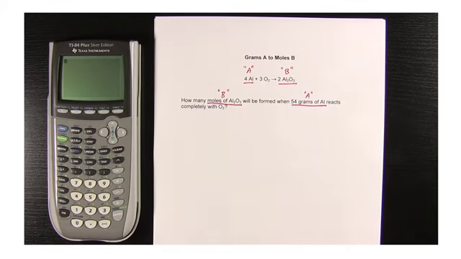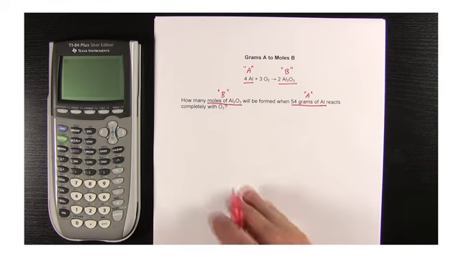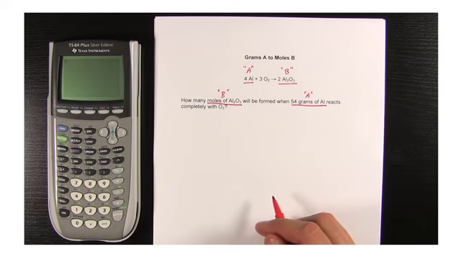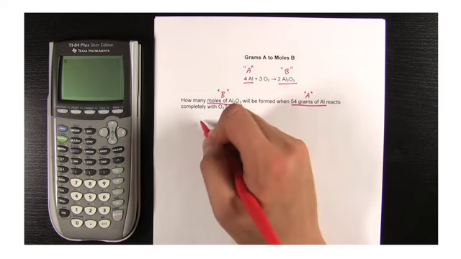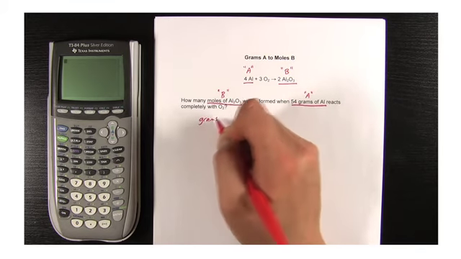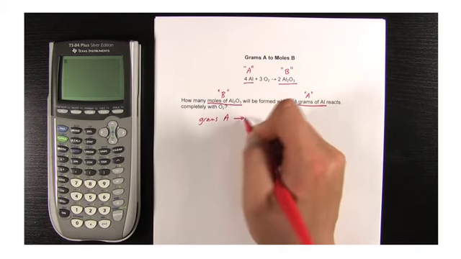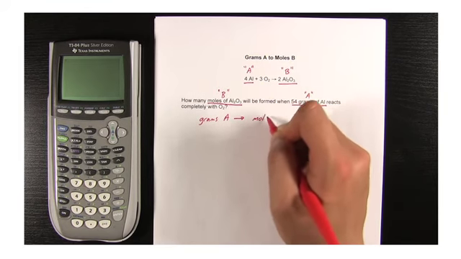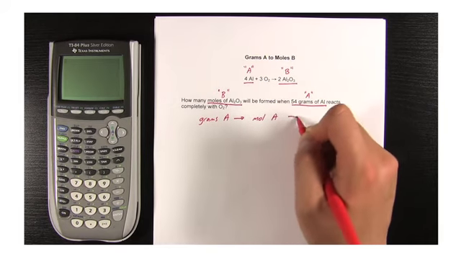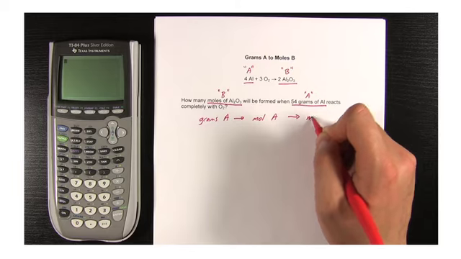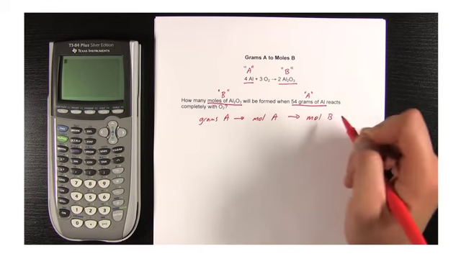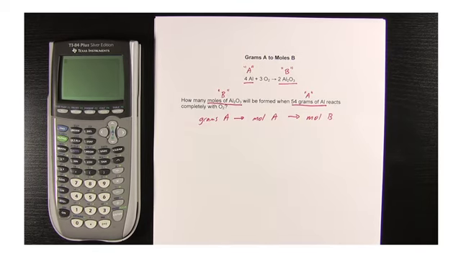All right, it's always a good idea to kind of map these things out before you begin. Now, the general plan for how we're going to solve this is as follows. We're going to start with grams of substance A. Using the periodic table, we'll convert that into moles of A, and then from there, we'll use the chemical equation to go into moles of B. And that's how we do this.